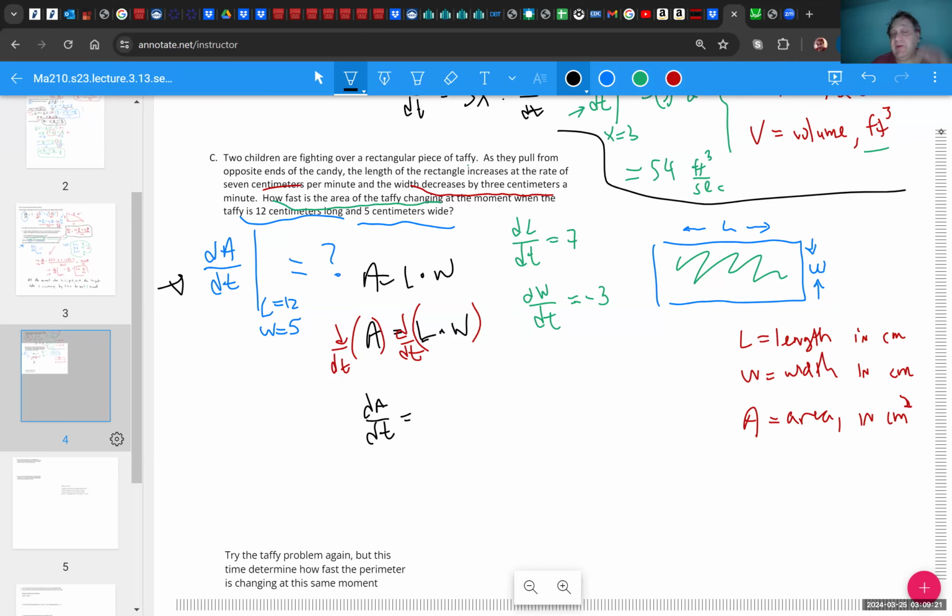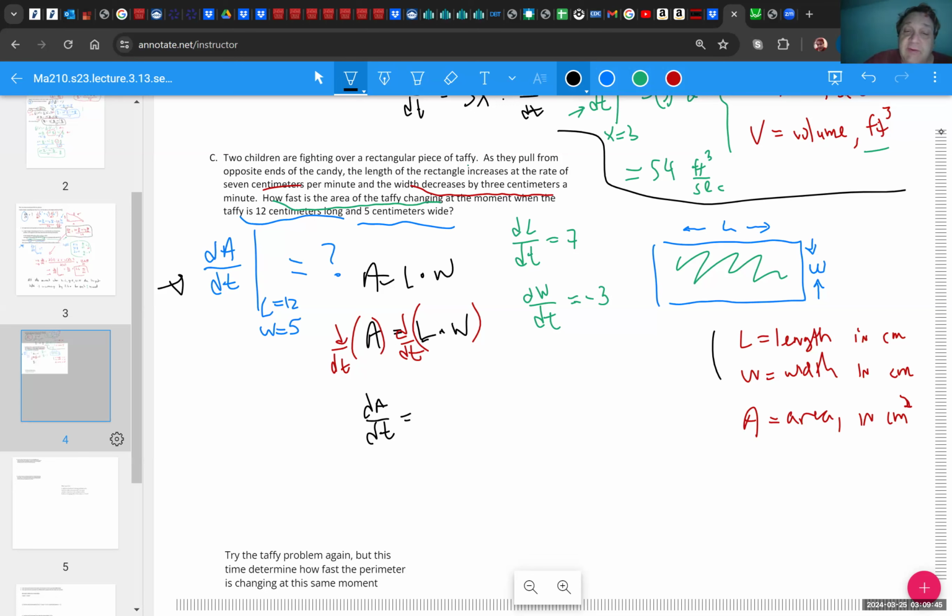Derivative of L times W. This is L times W, a multiplication of two variables. Remember, L and W are both variables. So when you're multiplying two functions together, two variables together, and you're looking for the derivative, that's the product rule. So we're going to use the product rule here to find the derivative of L times W.